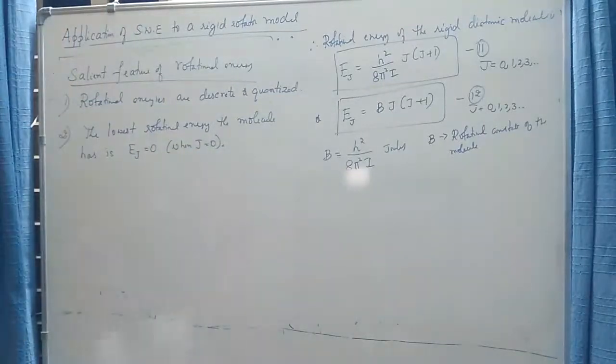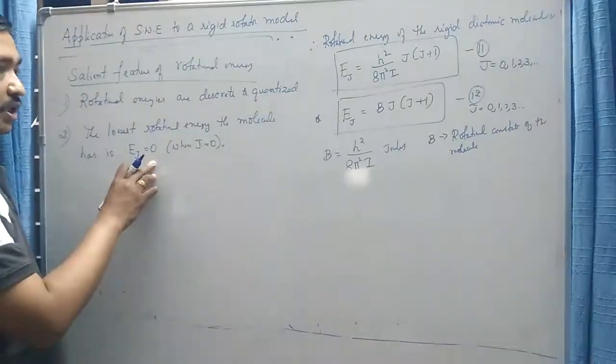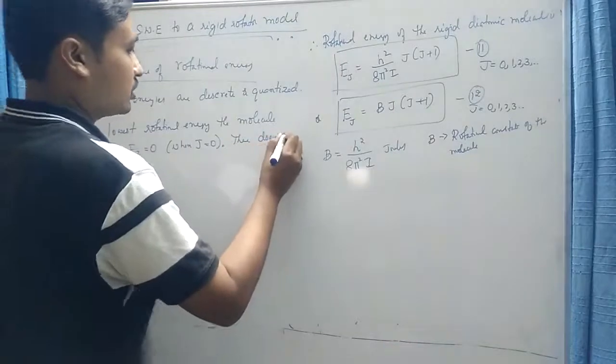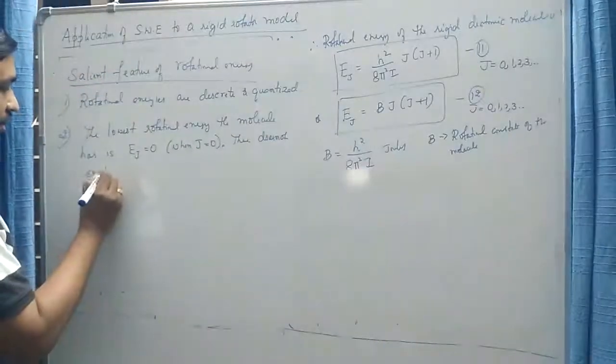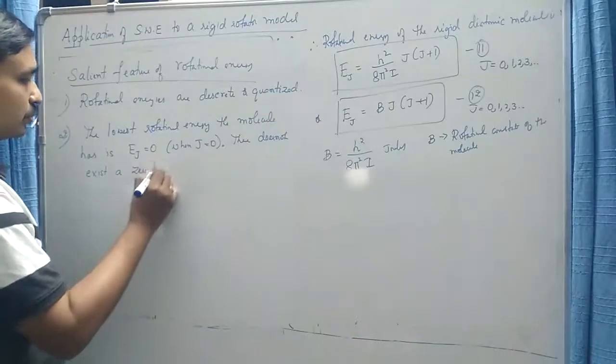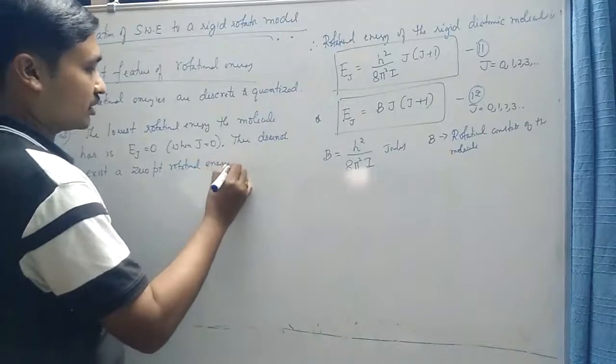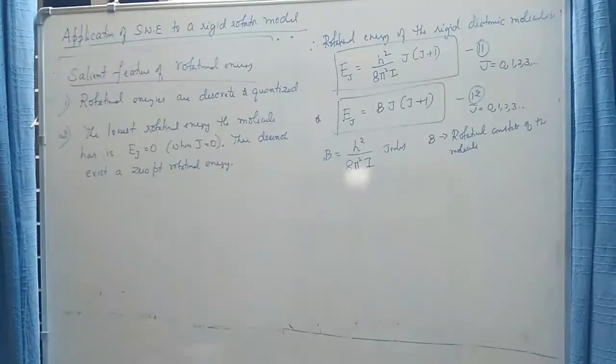Since the lowest energy is 0, therefore there does not exist a zero point rotational energy. For a particle trapped in a one-dimensional box, the lowest possible energy is non-zero. So we said that there exists a zero point energy there, but here the lowest energy is 0. Therefore, there does not exist a zero point energy, or rather zero point rotational energy.